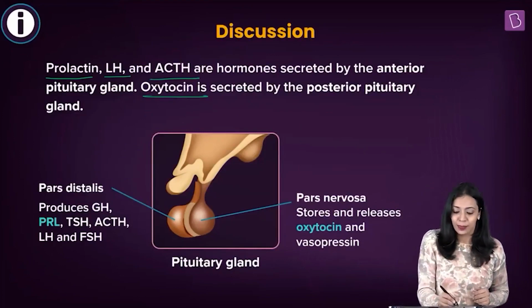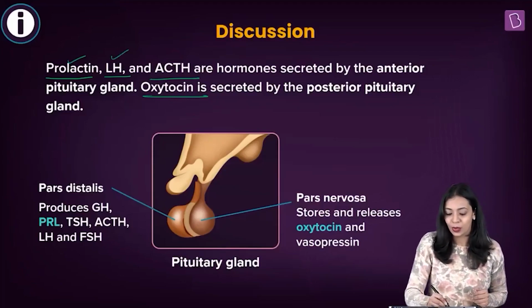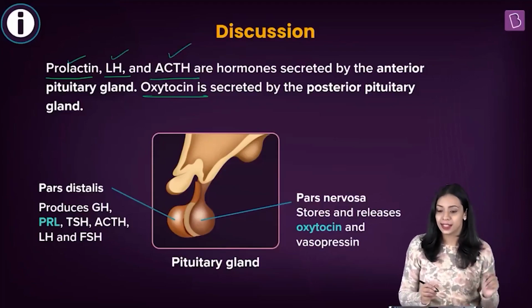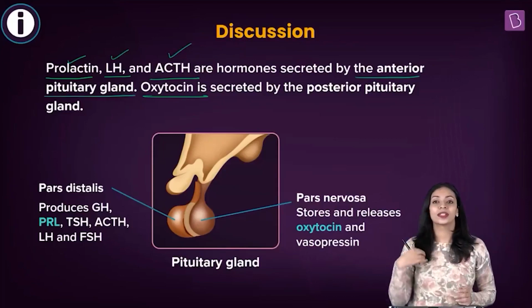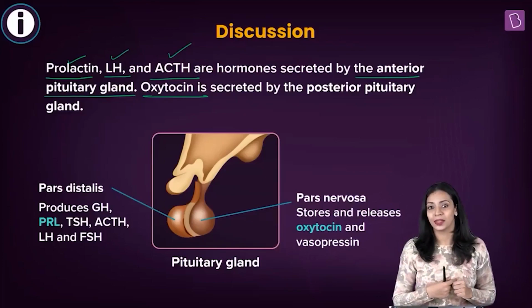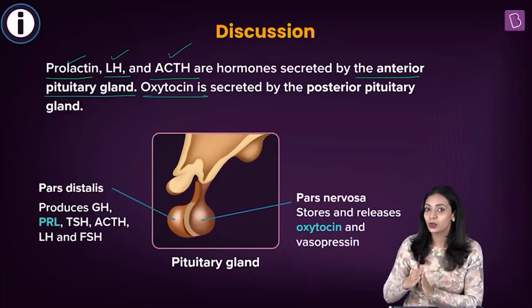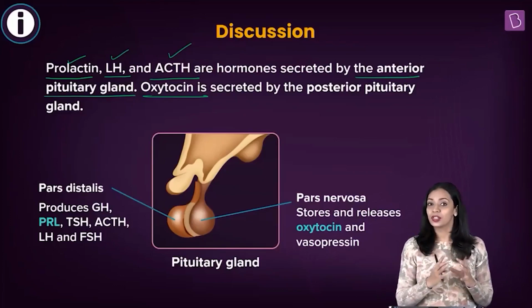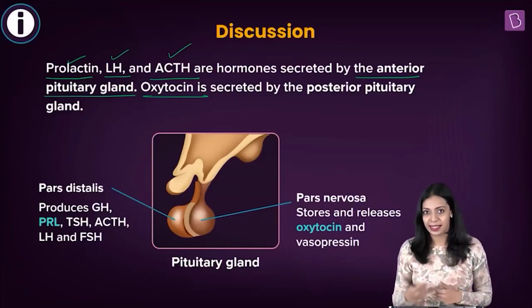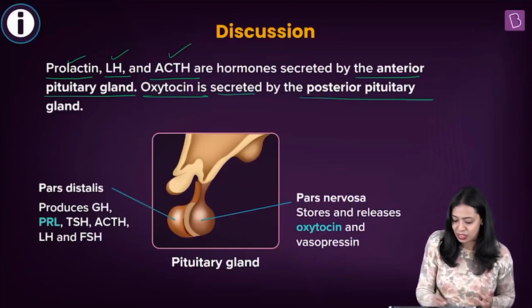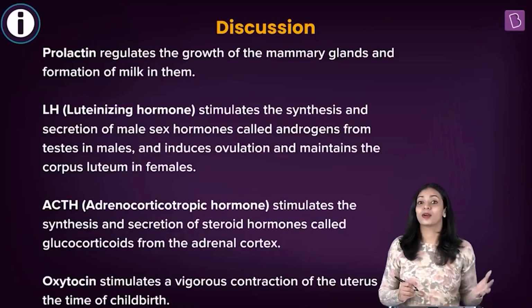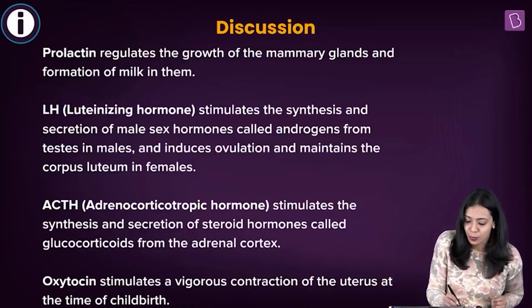Among these hormones, prolactin, luteinizing hormone, and ACTH are synthesized by the anterior lobe of the pituitary. Whereas oxytocin is synthesized by the hypothalamus, it is transported axonally to the posterior pituitary, and the posterior pituitary will store it and secrete it. Okay, so oxytocin is secreted by the posterior pituitary gland. Now let's talk about their functions, starting with prolactin.